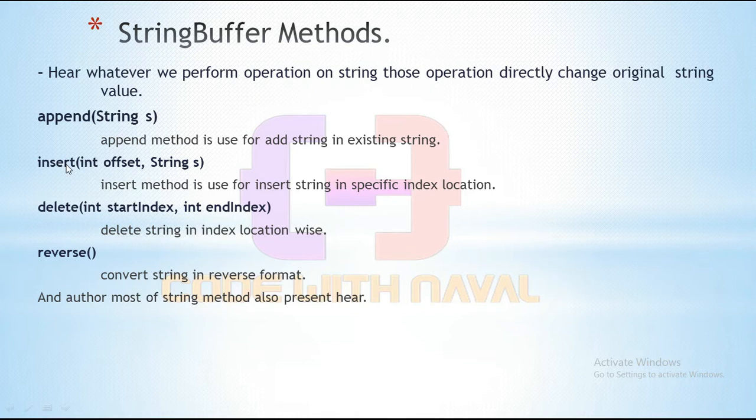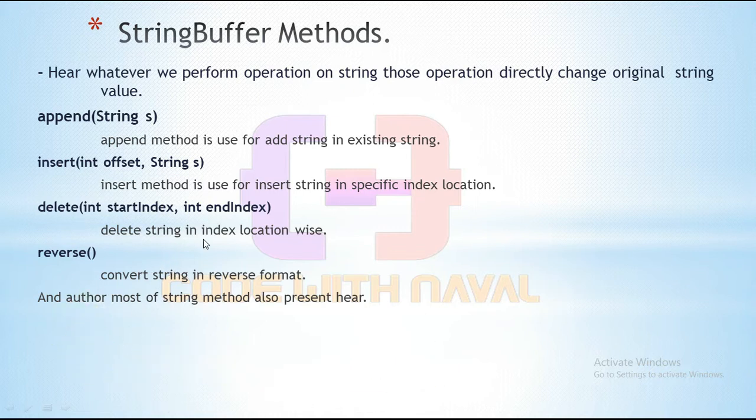Here we have an insert method. The insert method accepts two things: the first is the index value and the second is a string. The insert method is used to insert a string at a specific index location, inside an existing string. Then we have delete with start index and end index. We can pass two index values, the first one is the start and the second one is the end index, and between those indexes we can delete all content. Then we have reverse, which converts a string into reverse format. We can simply use the reverse method to get an existing string in reverse format.